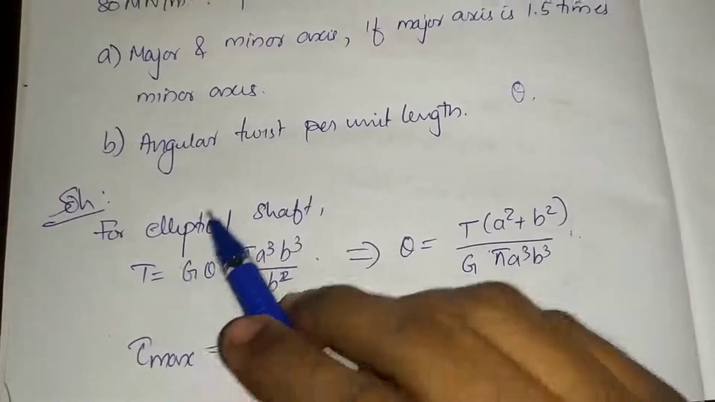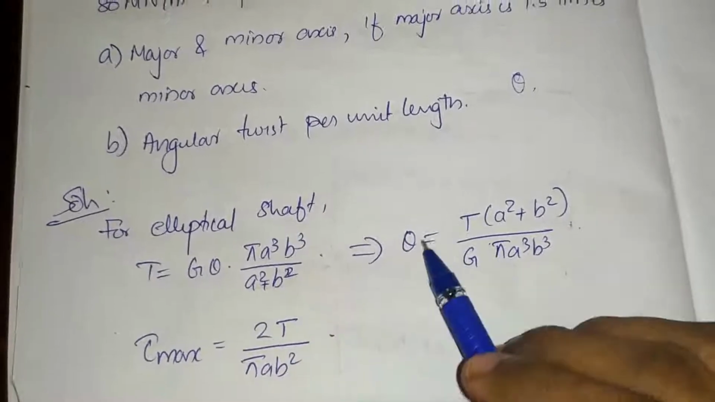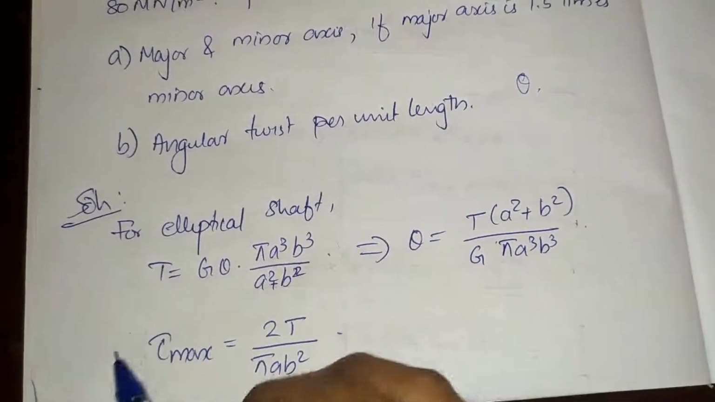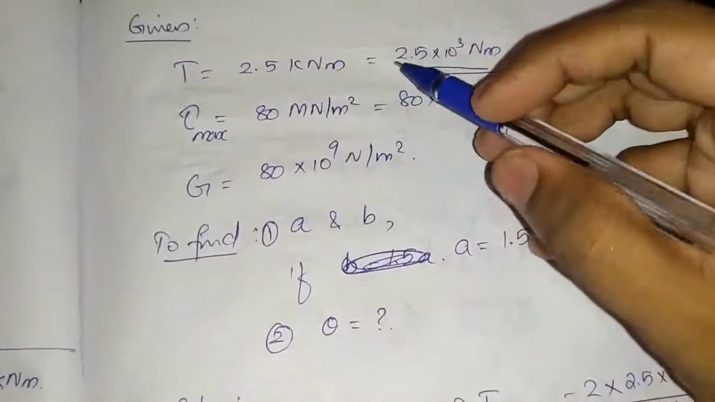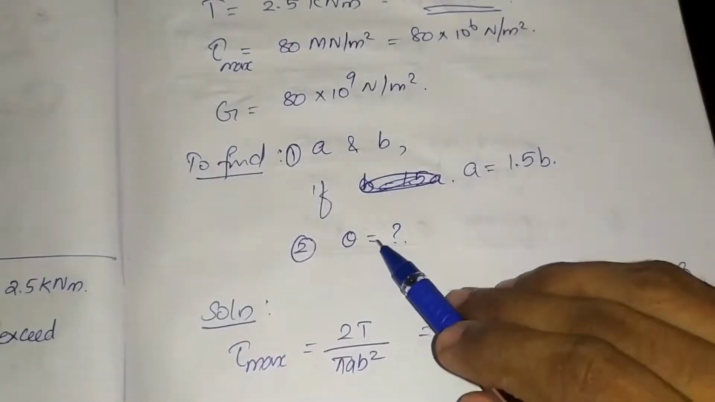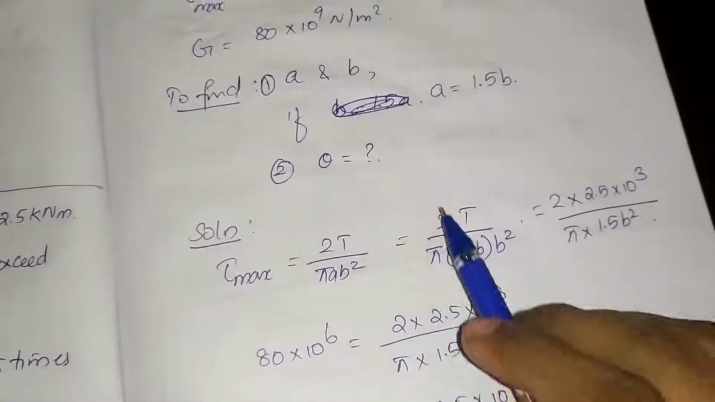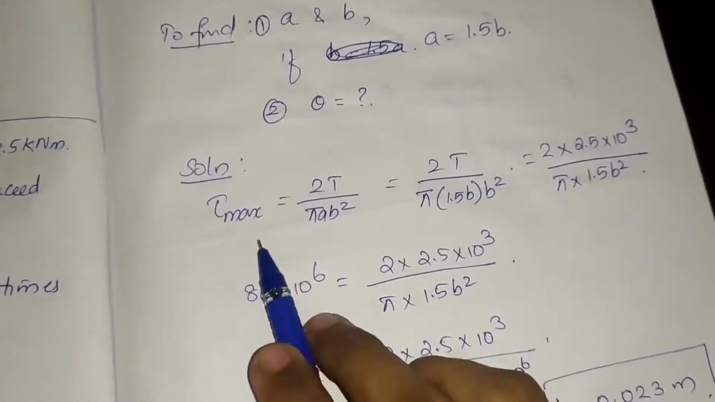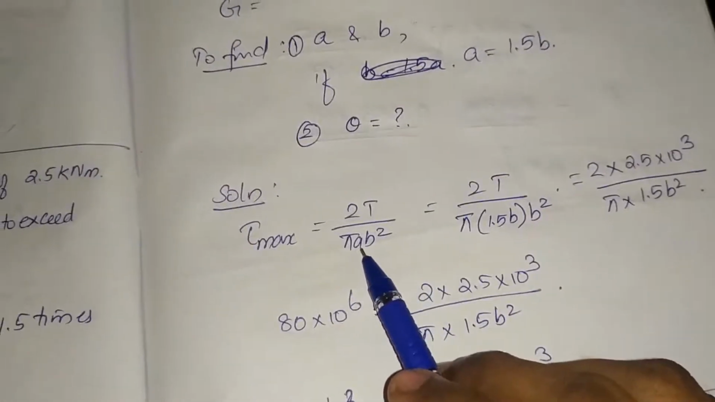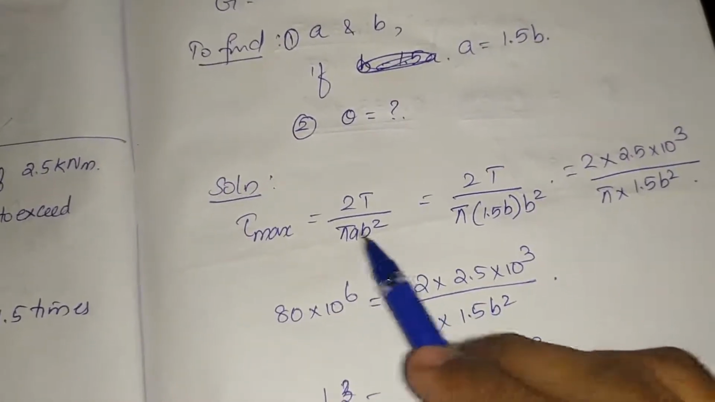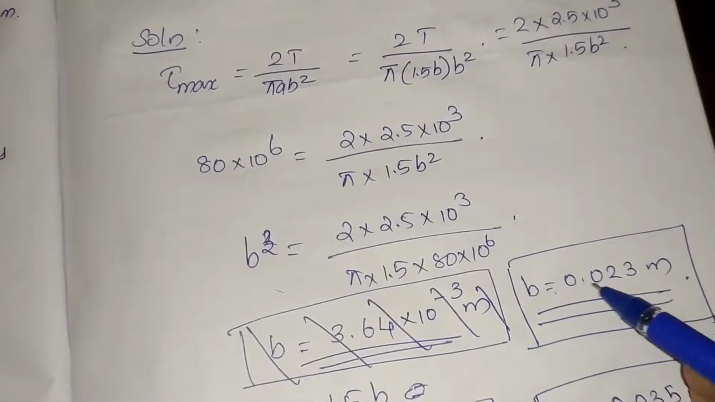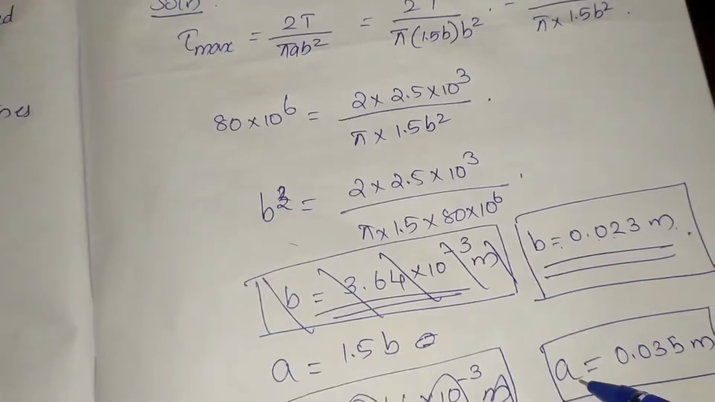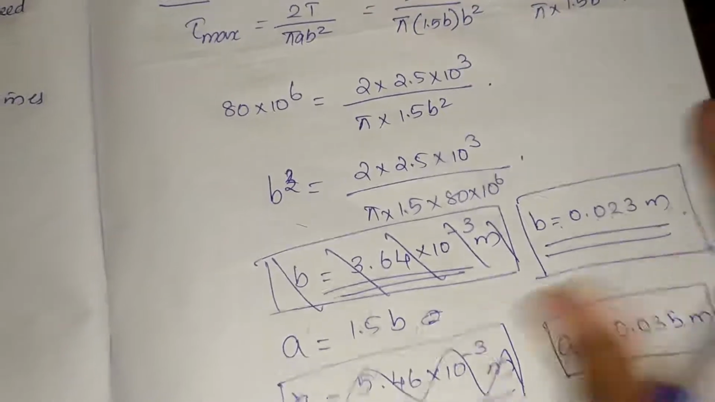Initially for an elliptical shaft, torque is given by this equation. From that you can find out theta. Also the maximum shear stress is given by this equation. Now you just apply these formulas, that's all. A and B, if A is equal to 1.5 B, and theta, the angle of twist per unit length, you need to find out. Tau max, first you use this equation. Torque you know; A and B you don't know, but you have that relation. Tau max you know, with A as 1.5 B into B square. So B will be 0.023 meter, and from there A you will get 0.035 meter.